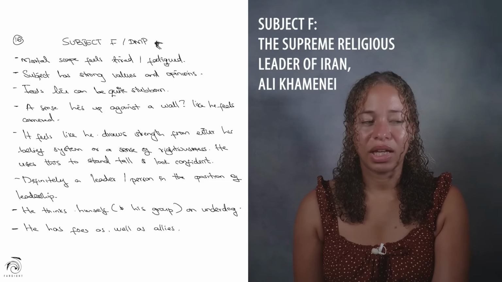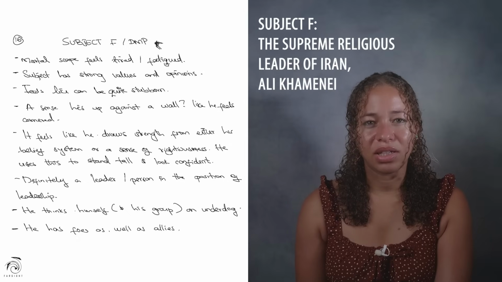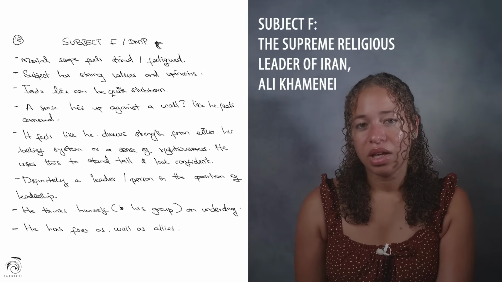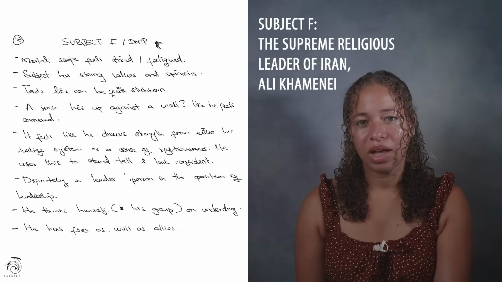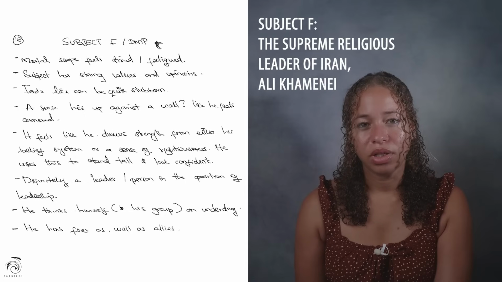Okay, moving into a deep mind probe of subject F. Here I'm getting that the mental scape feels tired. He feels tired and fatigued. I feel like he has some strong values and opinions, and he's also quite stubborn. I get a sense that he's up against a wall, almost like he feels cornered.